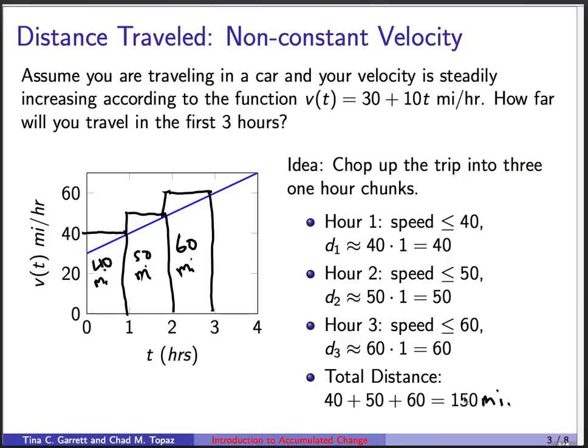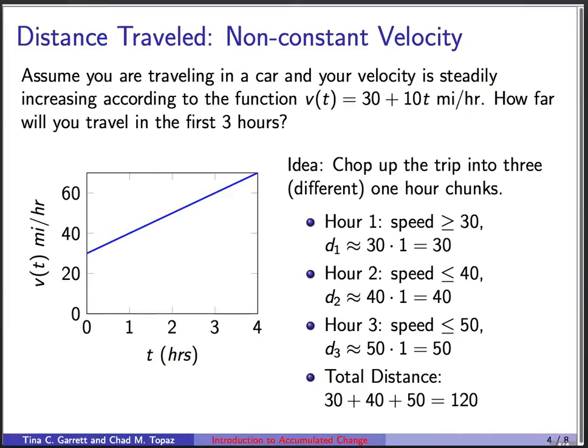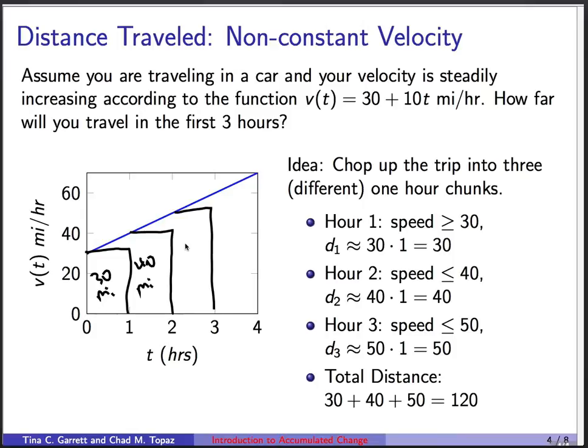We can, of course, do the same thing, but instead of choosing the fastest velocity for the interval, let's choose the slowest one, which in this case is the one at the left-hand side. For the first hour, we're going to pretend we went 30 the whole time. For the second hour, we're going to pretend that we went 40 the whole time. And for the third hour, we're going to pretend that we went 50 the whole time. If you add it up, that would be 30 miles plus 40 miles plus 50 miles, which is 120 miles. And this one looks like an underestimate because we took the slowest speed.